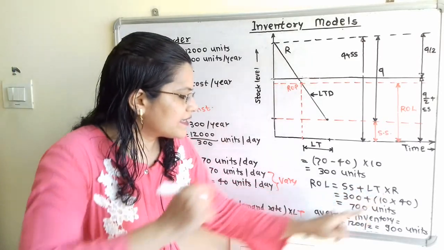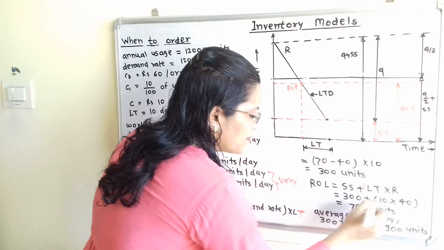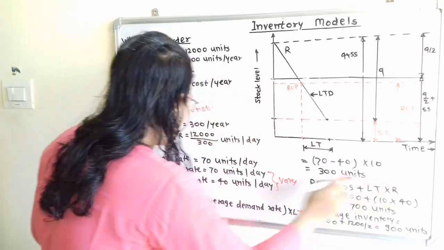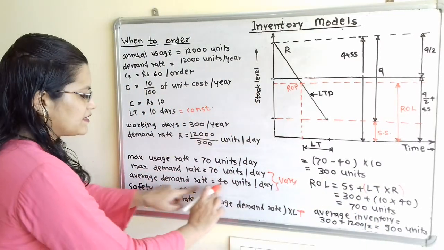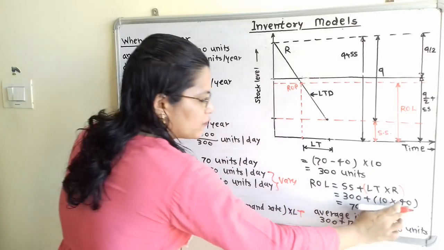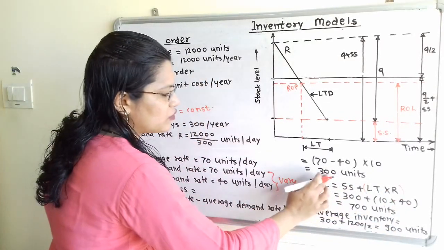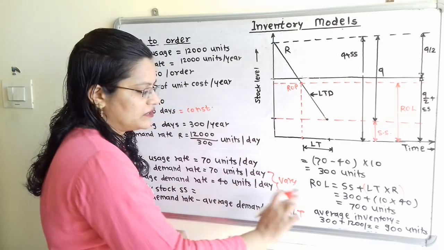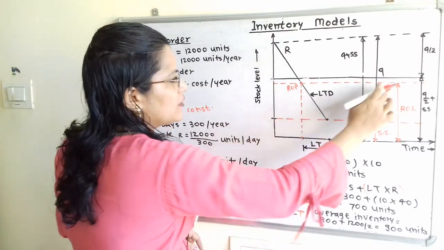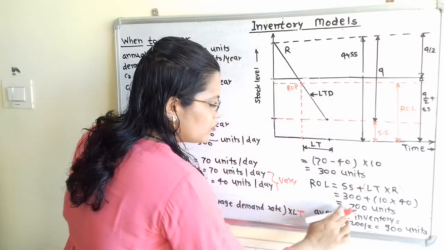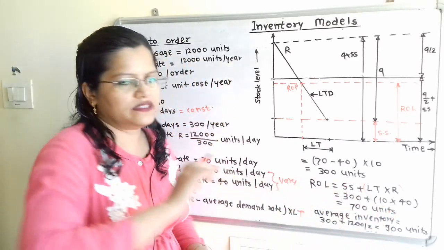So here LT into R, that we have to keep in bracket. So LT is 10 and R, that is the average demand rate, 40 units per day. So we have to take here 40. And what is safety stock? That is 300 units. So ROL, that is reorder level, is equal to 700 units.